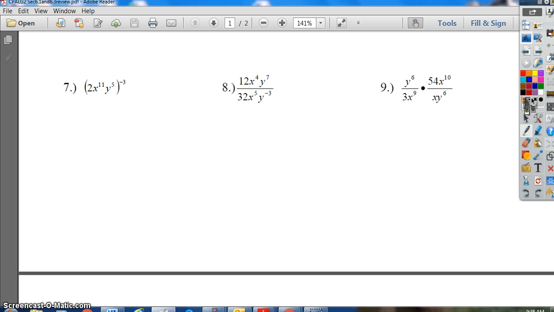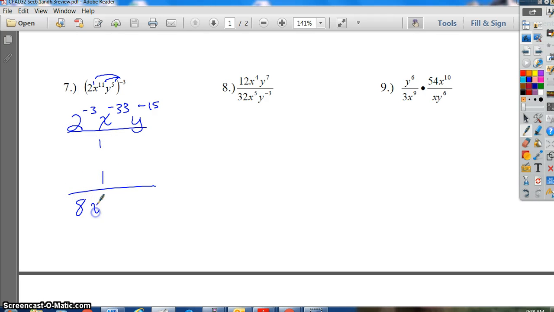All right. Going with 7, I'm going to distribute in that negative with all these. This is 2 to the -3rd, x to the -33, y to the -15. Everything goes on bottom. 2 to the 3rd is 8, x to the 33, y to the 15. Finish with 7. All right, and 8, I'm going to reduce these.